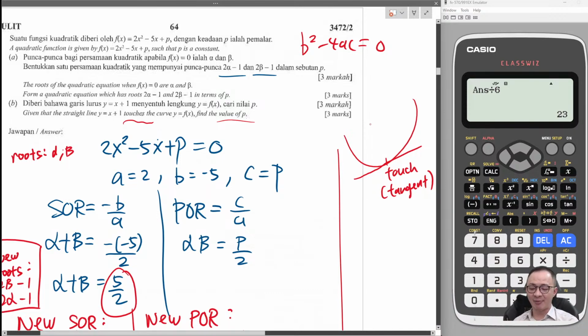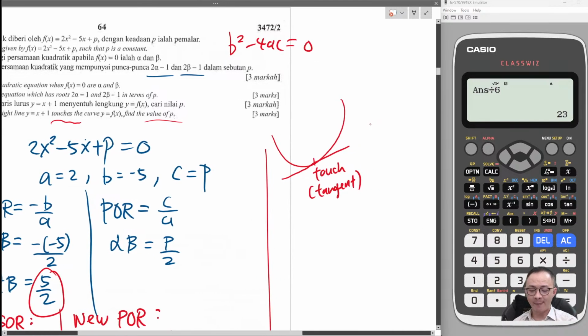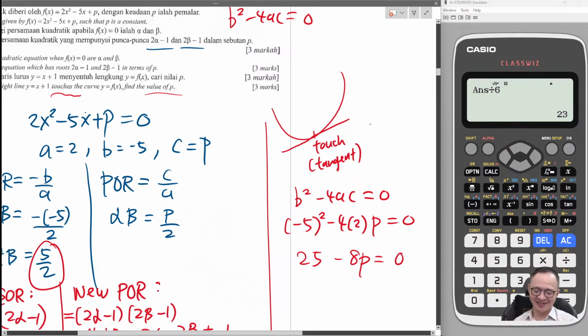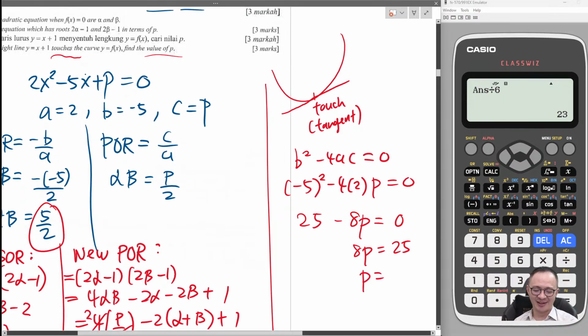Okay, this is my assumption, and then they ask me to find the P, right? B squared minus 4ac equals 0. My b is -5, my a is 2, my c is P. I don't know about this 3 mark. What happened for this 3 mark? This one is like a 1 mark question, man, then they give 3 marks. Just now the sum of roots and product of roots should look like a 5 mark question, then they give 3 marks.